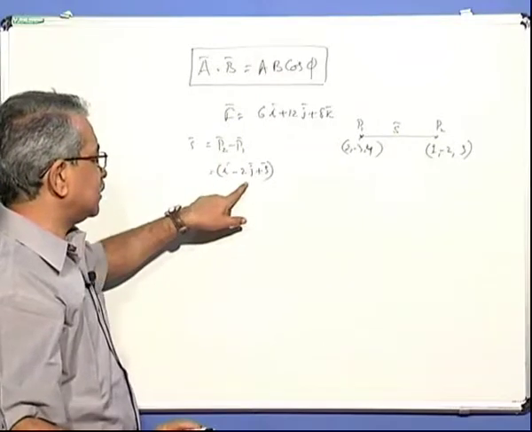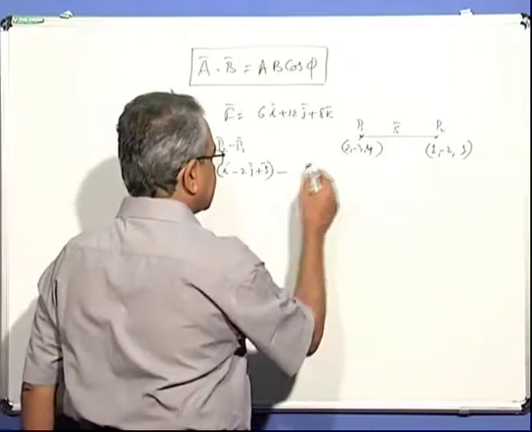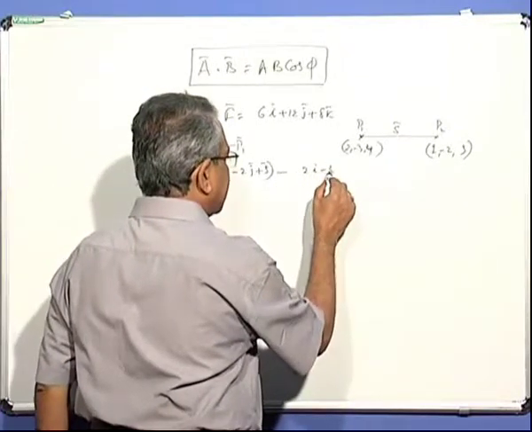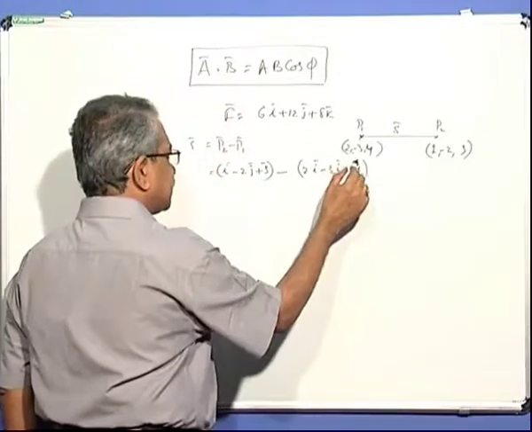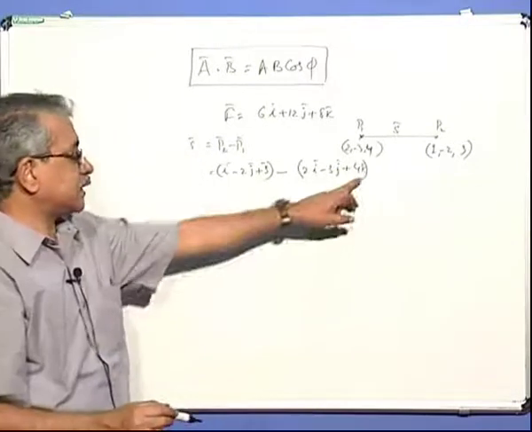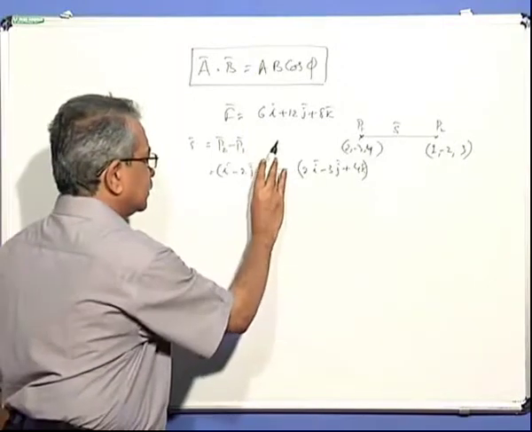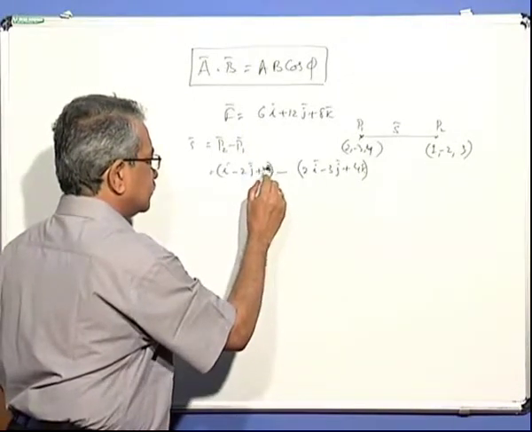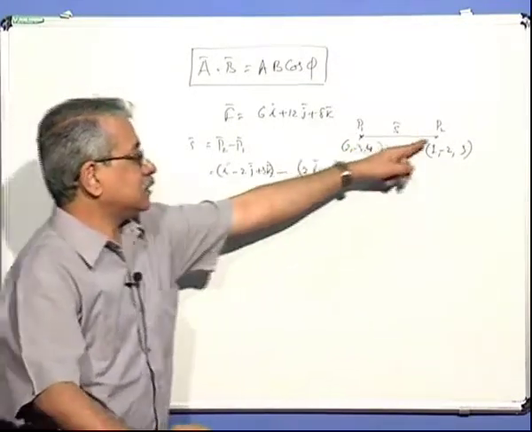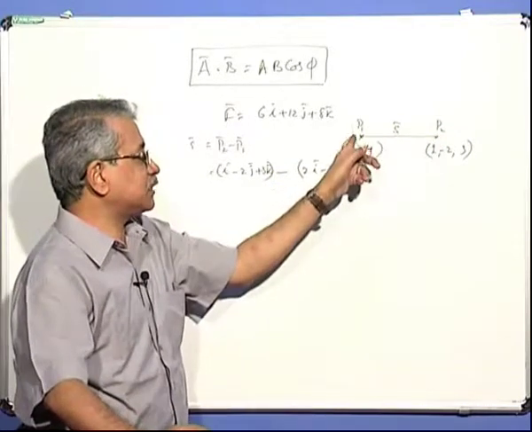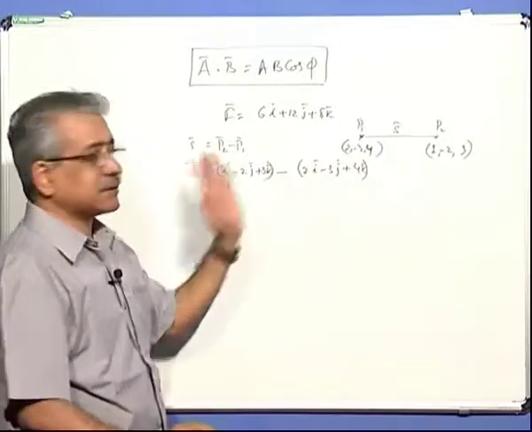So for P2 it is i minus 2j plus 3k. Minus this one, that is 2i minus 3j plus 4k. That is the displacement vector, here also k is there. So this is the displacement vector. If you take the position of this one minus the position of this one, the x components are separated, y components are separated, z components are separated in the representation, that's all.